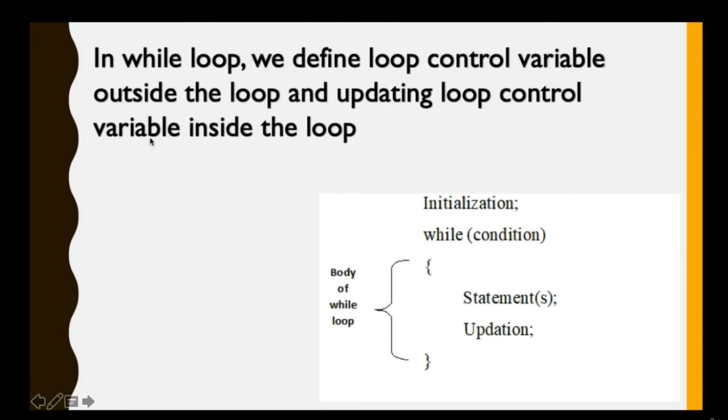It is very important to update the value of the loop control variable because the condition of the loop depends upon the loop control variable. If you update the value of the loop control variable on each iteration, then at one point the value will not satisfy the condition of the loop, and the loop will terminate. If you do not update the value of the loop control variable, then the loop will run infinitely and will never stop. So it is important to update the value of the loop control variable at the end of the statement.